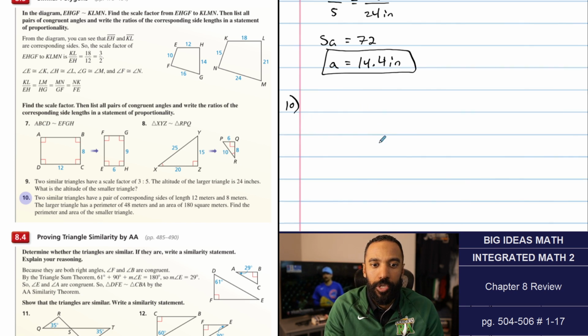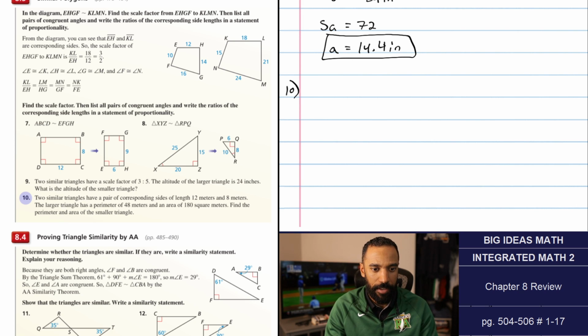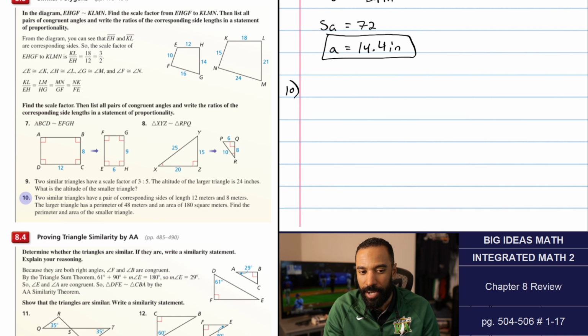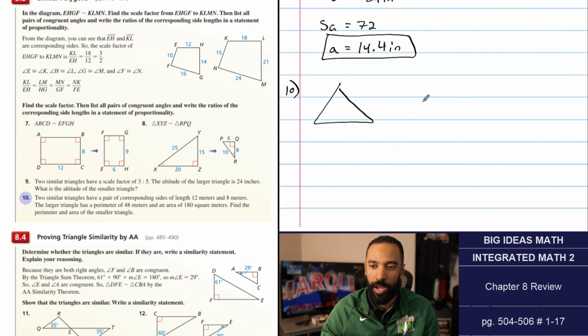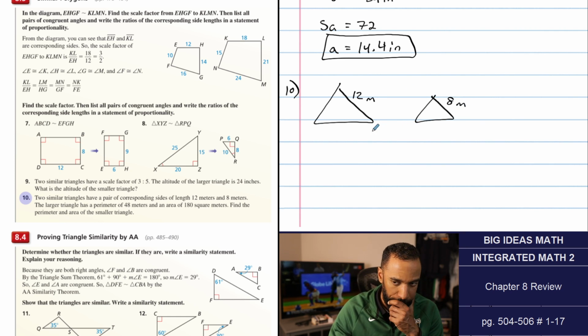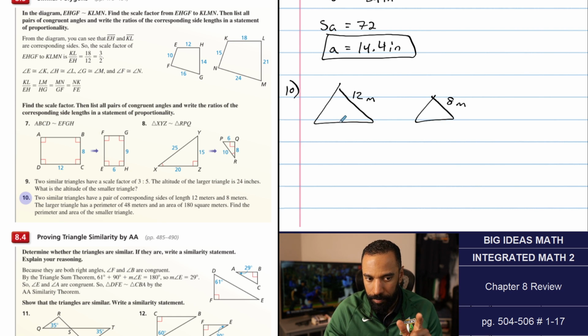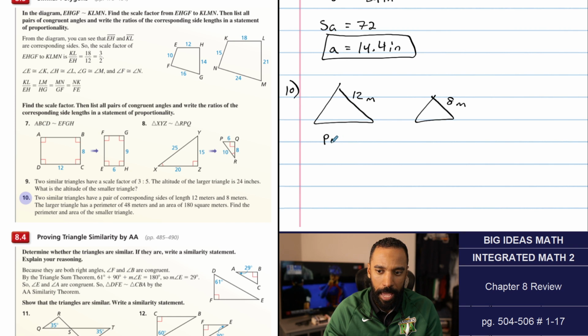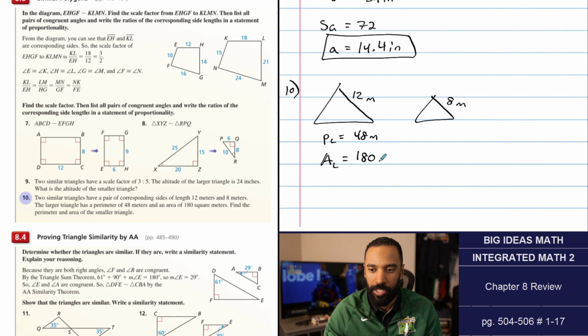Here we go. Two similar triangles have a pair of corresponding side lengths of 12 meters and 8 meters. The larger triangle has a perimeter of 48 meters and an area of 180 square meters. Find the perimeter and area of the smaller triangle. So let's draw a larger triangle, smaller triangle, and we have a 12-meter set and an 8-meter set. The perimeter and the area of this larger triangle, perimeter of, I'll put like a capital L. I think a cursive L might get a little confusing looking. Perimeter of the larger is 48 meters. The area of the larger is 180 square meters, like so.